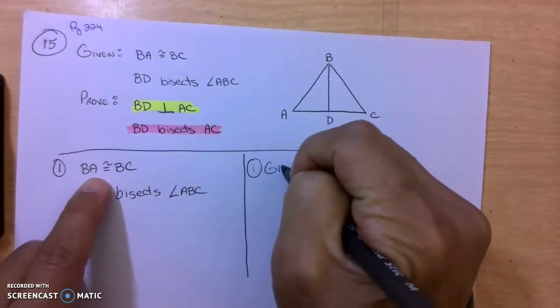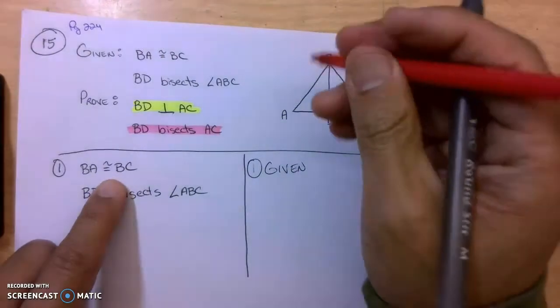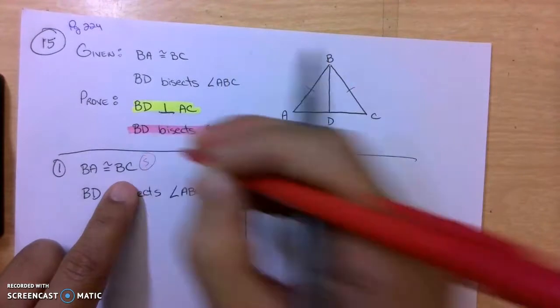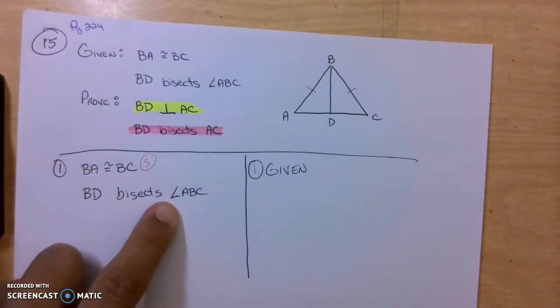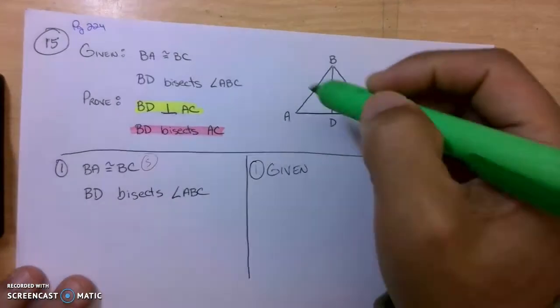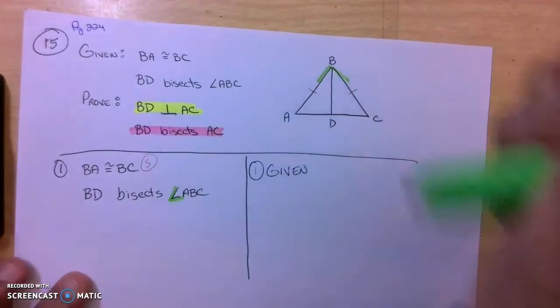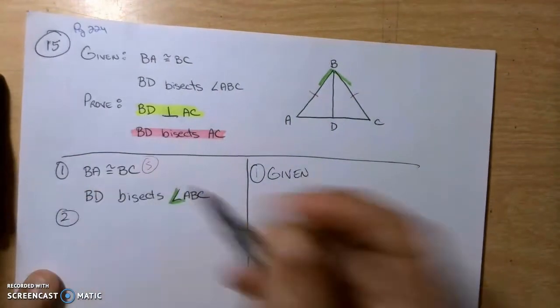BA is congruent to BC. That's given, so let's just tick mark that up. BA tick, BC tick. That's obviously a side. BD bisects angle ABC. So this guy bisects this green angle, ABC. All right, so that's not an angle or a side, but we're going to use that information.